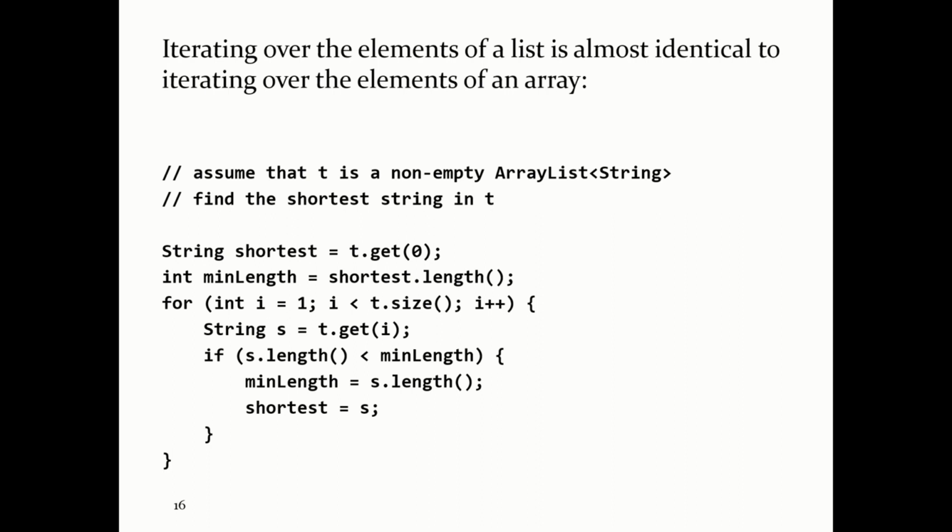If you want to, you can use a counting style loop as well, a C style loop. So starting at index 1, because we've already processed the element at index 0. So starting at index 1, the index i has to be less than the size of the list. Each time through the loop, increase the index by 1. And now here I use t.get(i) to get the ith element out of the list. And then the rest of the code's the same.